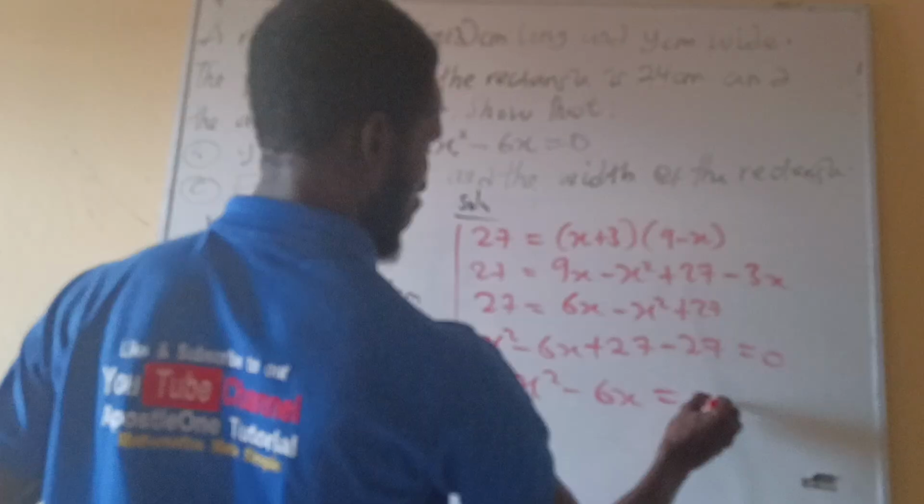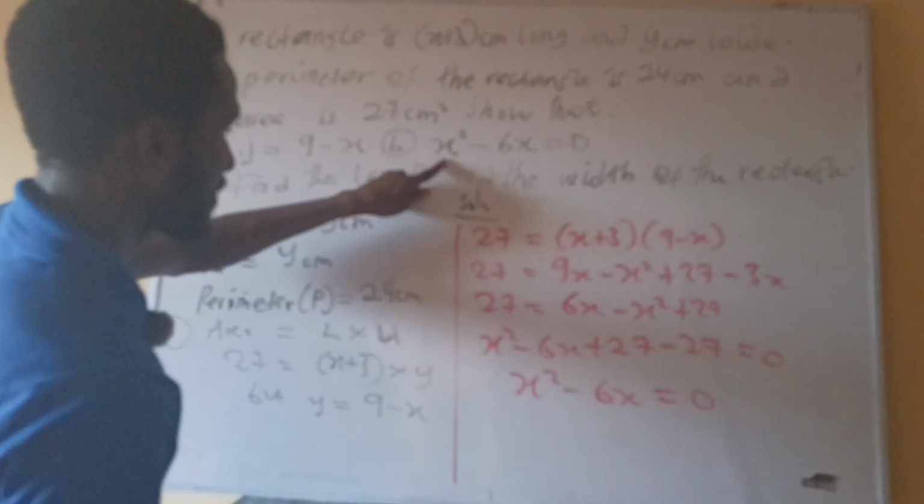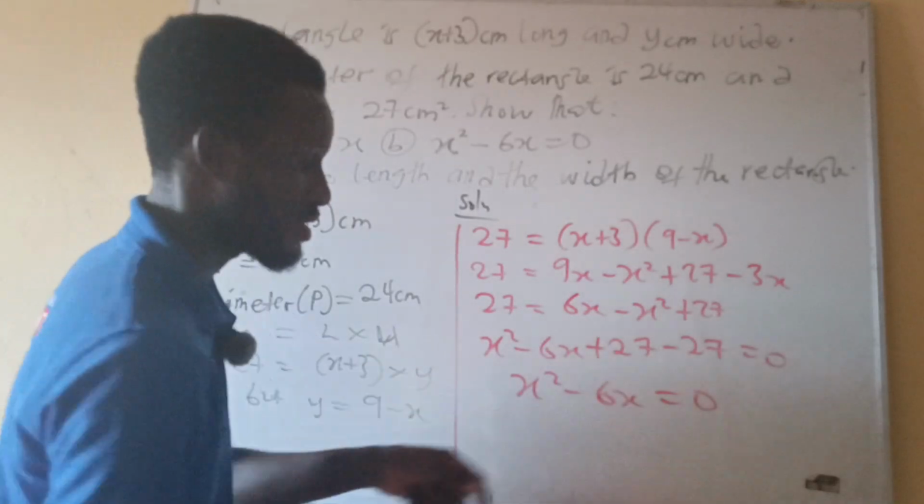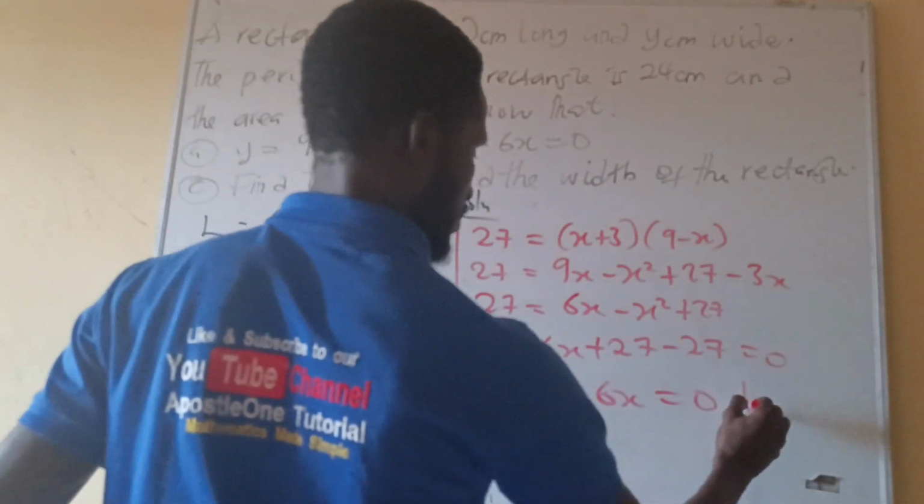We have is equal to 0. Now, what are we getting? We are getting x squared minus 6x equals 0. x squared minus 6x is equal to 0. So we are done. Hence, proved.